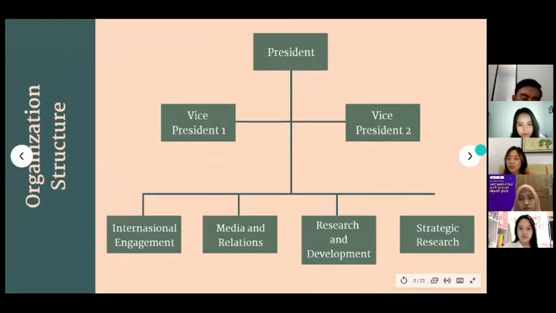This is the organization structure of KSM MBITS.